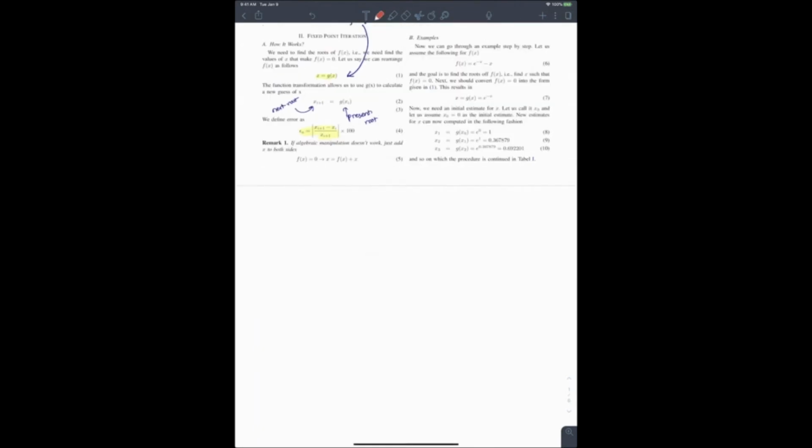Okay, fx is e to the power minus x minus x. That's the function. As usual, we want to write it in x is equal to gx form. That is the fixed point iteration approach. So I can easily write it as x is equal to e to the power minus x.